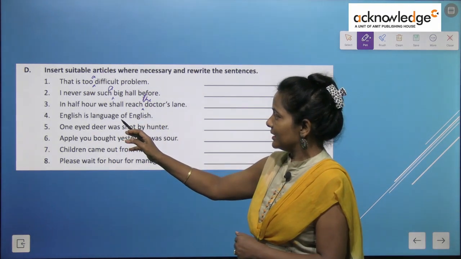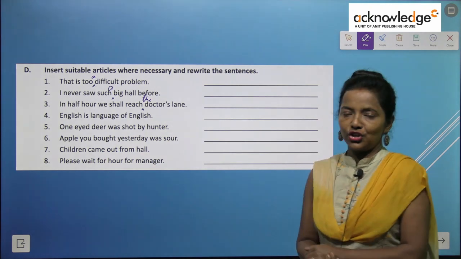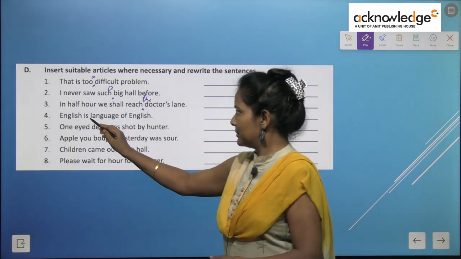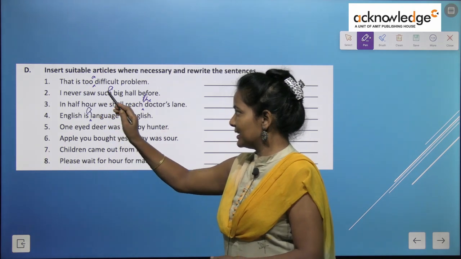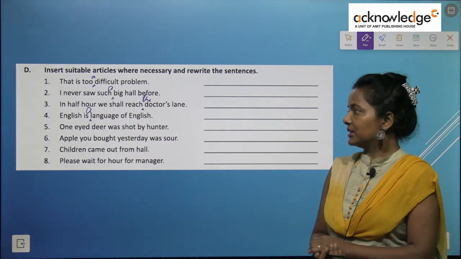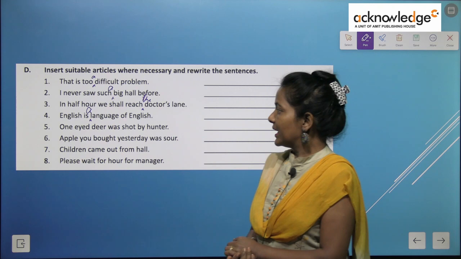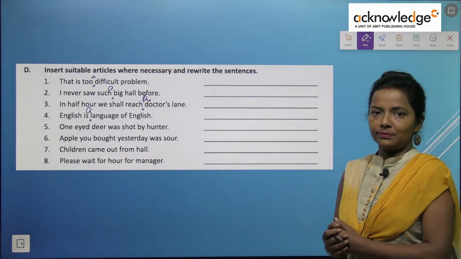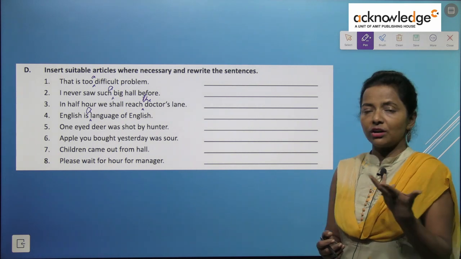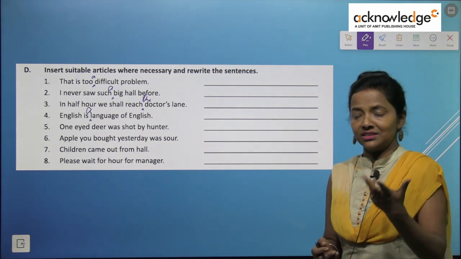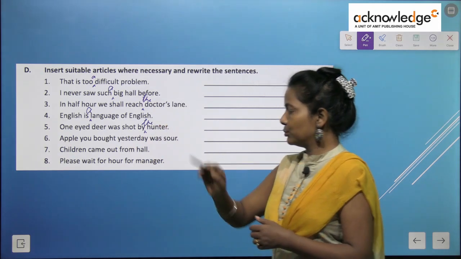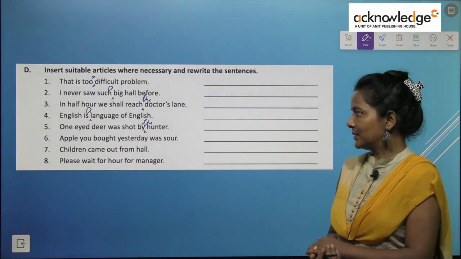English is language of English. English is a language of English. We are talking about a particular language. One-eyed deer was shot by hunter. One-eyed deer, who shot the one-eyed deer? The hunter. Particularly we are talking about the hunter who had shot the one-eyed deer.